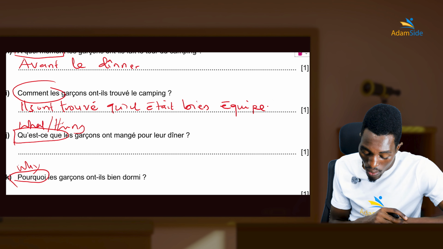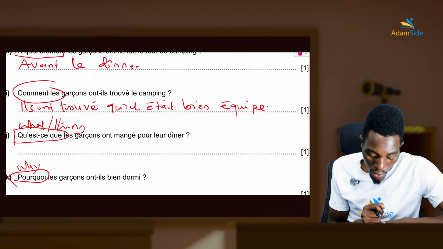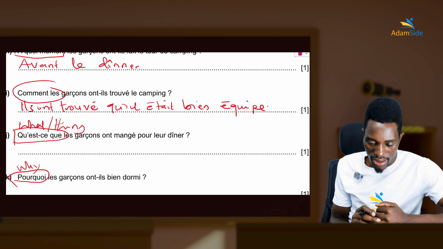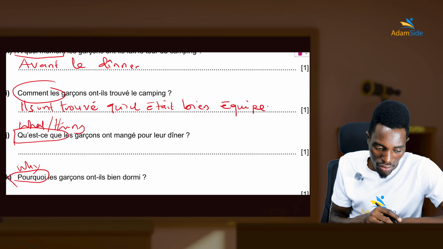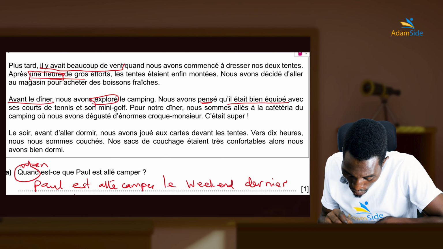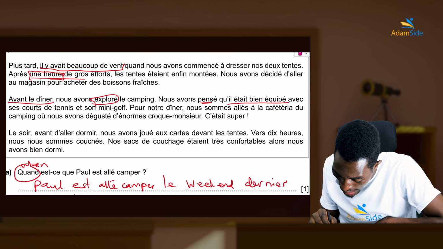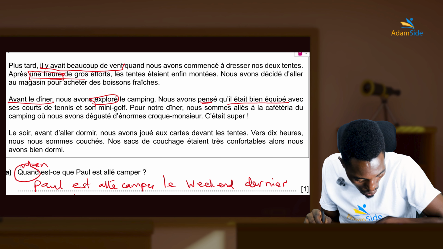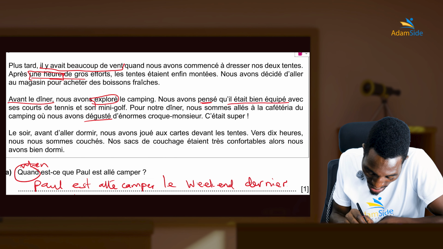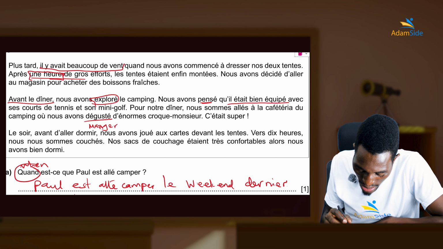Qu'est-ce que les garçons ont mangé pour le dîner? What the boys ate as a dinner. What did they eat? So if I get back to the question, I will say an answer. Pour notre dîner, nous sommes allés à la cafétéria du camping où nous avons dégusté. Déguster, c'est le même que manger. That's the same.